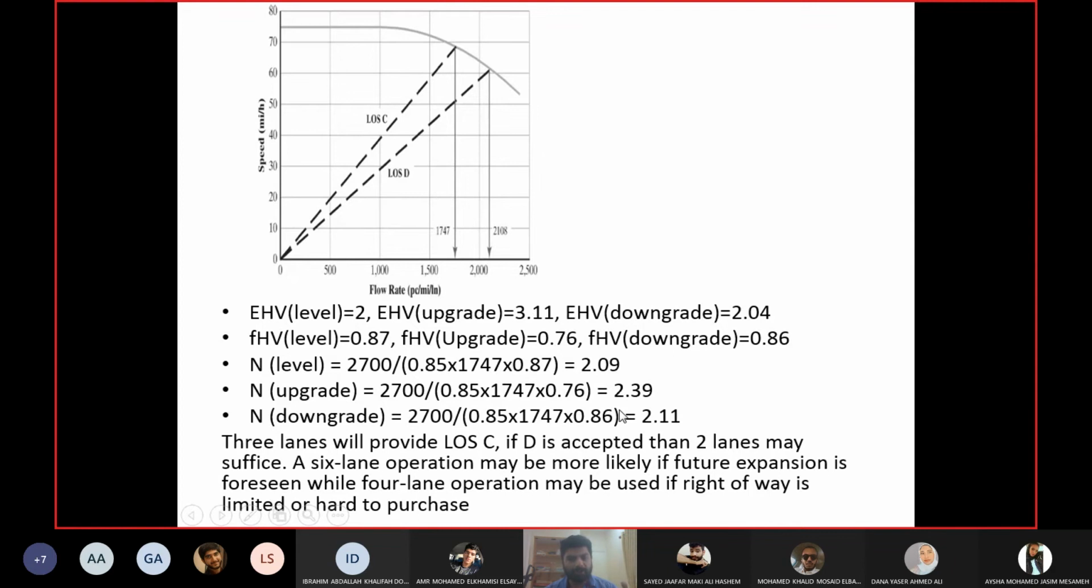The chances are that maybe in the level terrain, or the upward condition, or the downward condition, you may have level of service D, but this is also acceptable because I required more than 2 lanes, right? But I cannot give 2.3 lanes. I can give only 2 lanes or 3 lanes. So if you give 2 lanes, there is a chance that on the upgrade segment the level of service will be D, but this is also acceptable. There is no problem. So 4 lanes should be your answer.